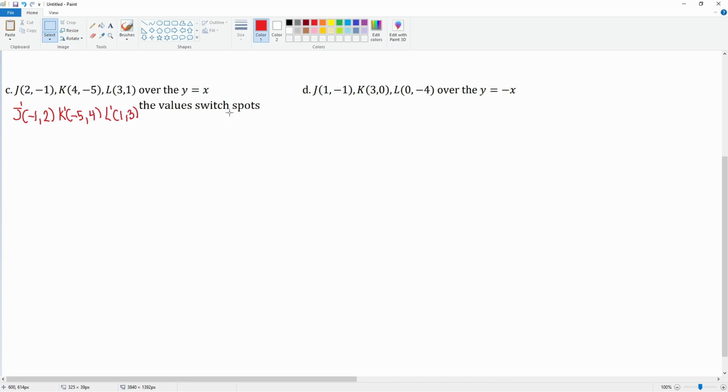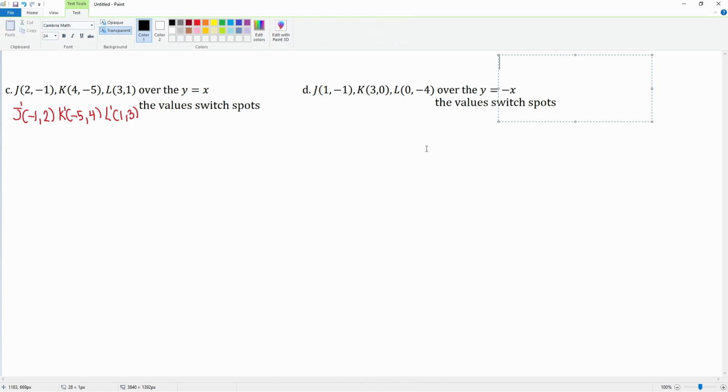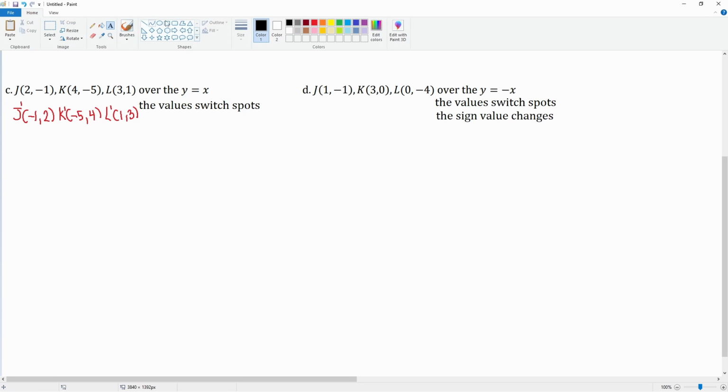Question D here looks exactly the same, but there's a negative in front. Okay, it's slightly different. The values switch spots. Also, one more thing happens because of that negative in front. Because of that negative in front, the sign values change as well. Okay, so the difference between C and D is that negative. That negative just means that the sign switches values.